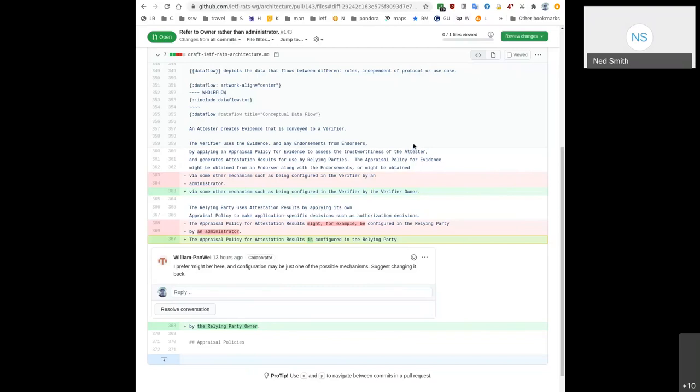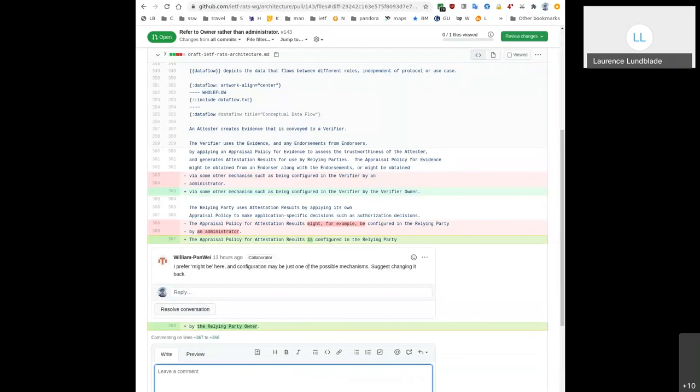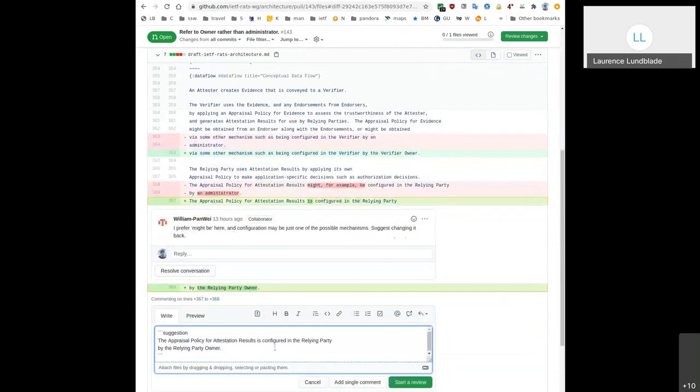So then let's say that the appraisal policy might be pre-configured into the relying party code, or it might be configured by the owner. Dynamically configured by the relying party, by the owner. I agree with that. Yeah. So do you want to insert something here about it being pre-configured, or do you want to put an "or"? Well, I think it's both. It might be pre-configured.